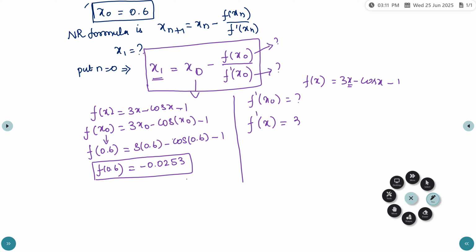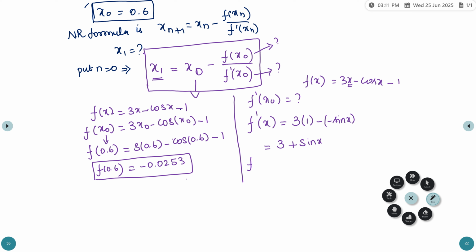x becomes 1. So, we are getting 3 minus differentiation of cos x, which is minus sin x, minus 1. Sorry, the constant becomes 0. So, this becomes 3 plus sin x.